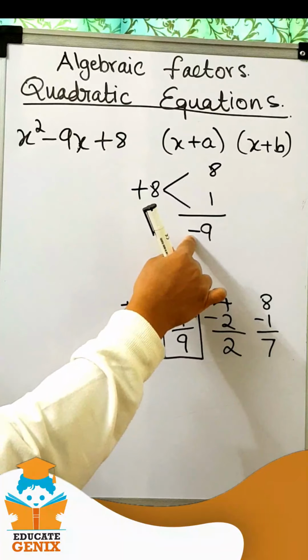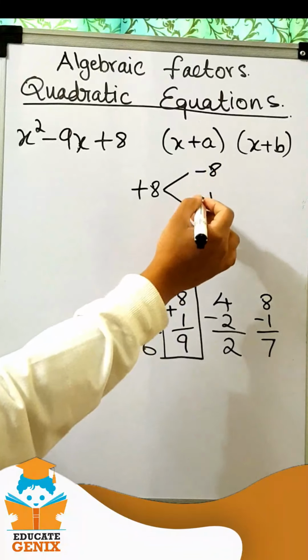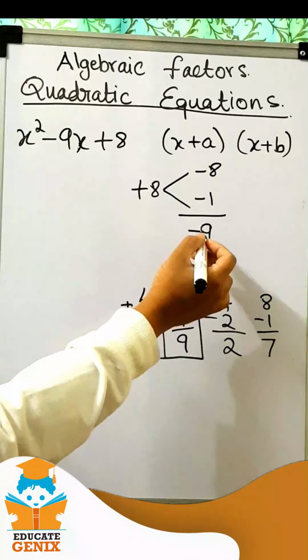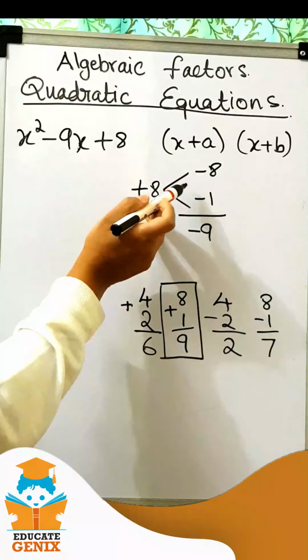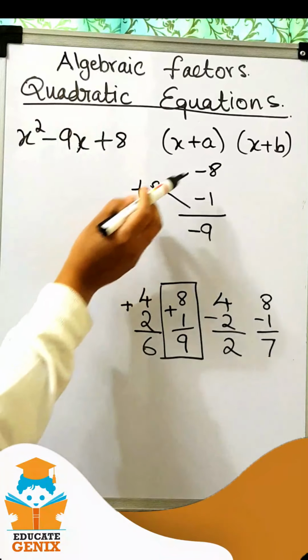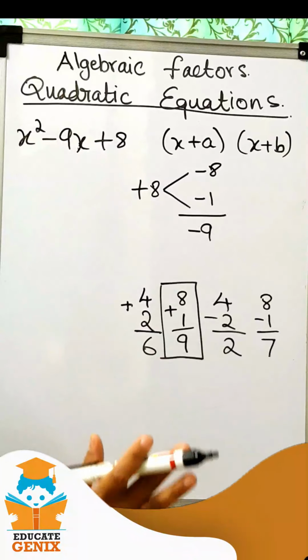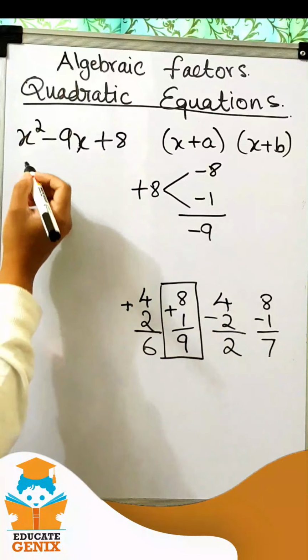How do I achieve a minus 9? Rule of integers, same sign. If I have a minus 8 and minus 1, I get a minus 9. Also at the same time, minus 8 into minus 1 gives me a plus 8. Minus into minus, plus. So all my rules are satisfied. From here itself I can write my answer.